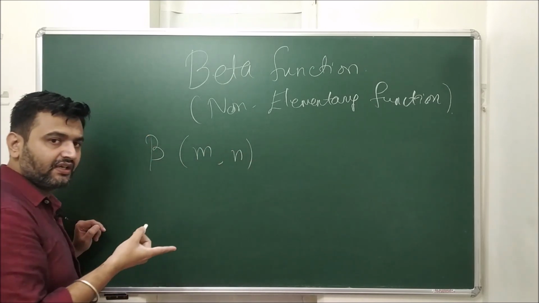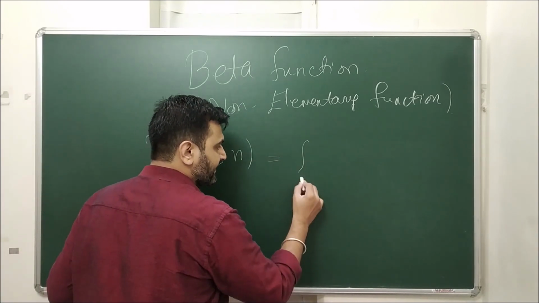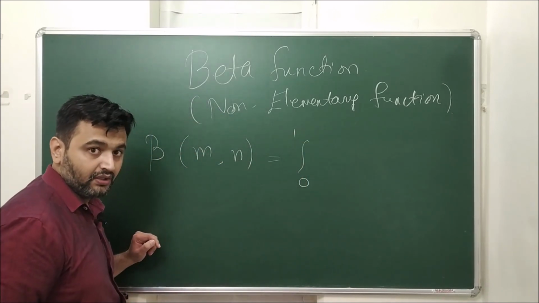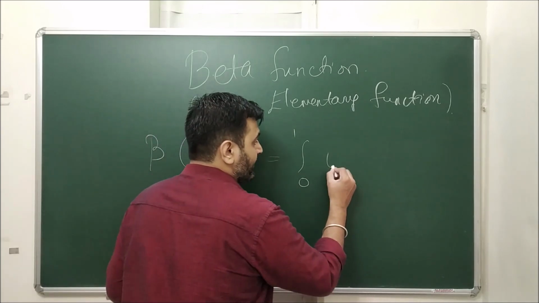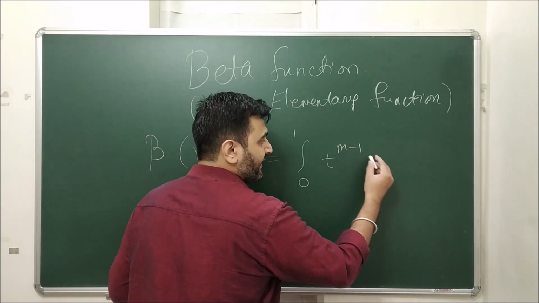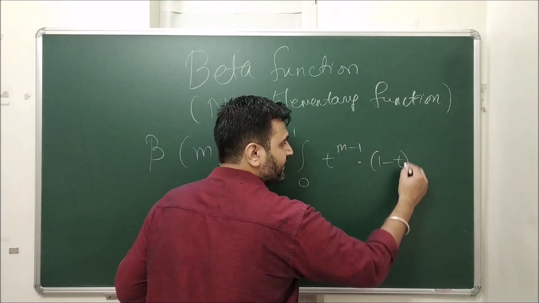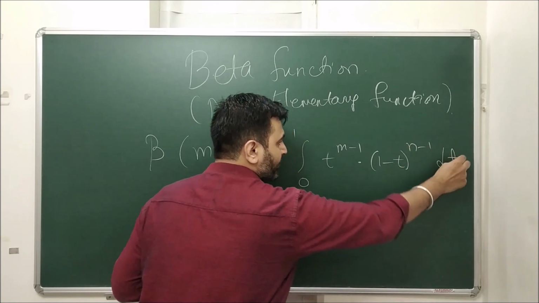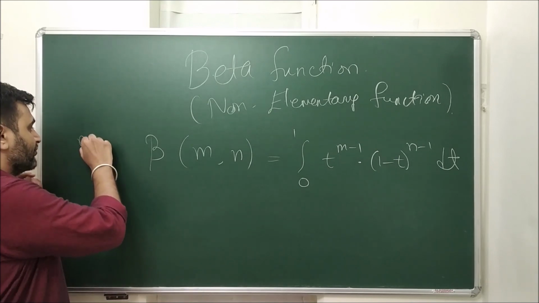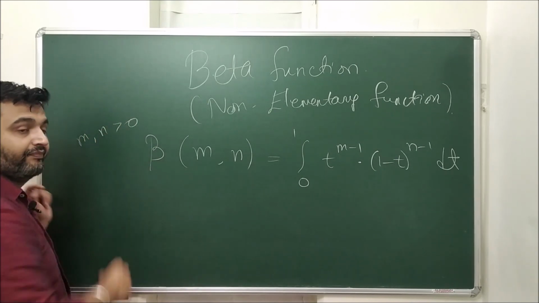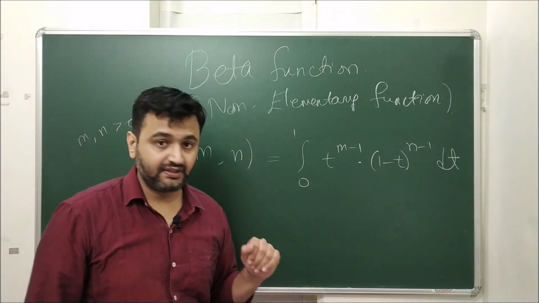For beta functions there are two inputs and it is defined as an integral from 0 to 1. As you can see, the domain is bounded, so it is not of type 1. Then t raised to the first component minus 1, into 1 minus t raised to the second component minus 1, dt, where m and n are positive real numbers. So this is how the beta function is defined.